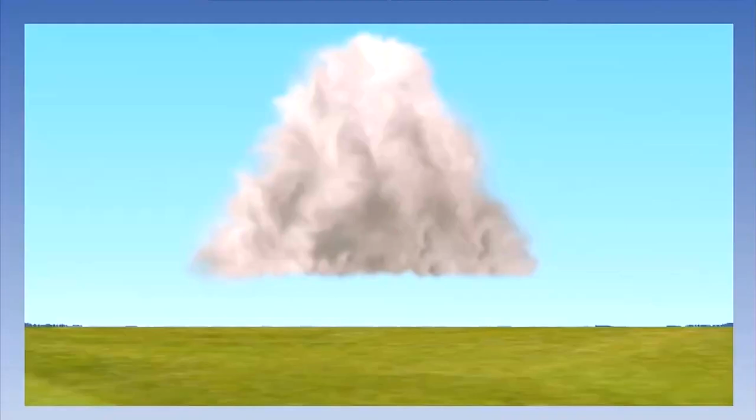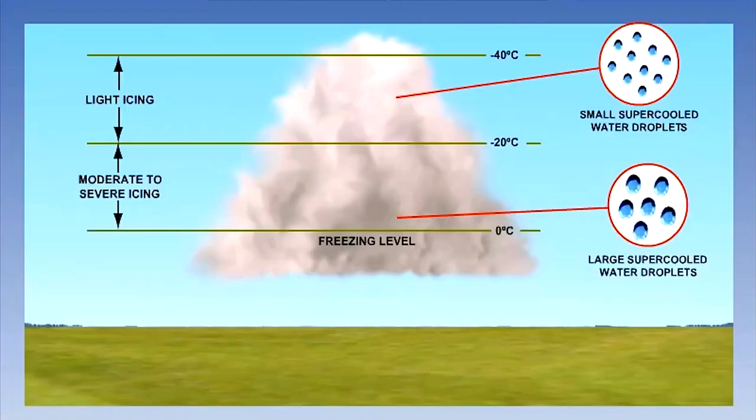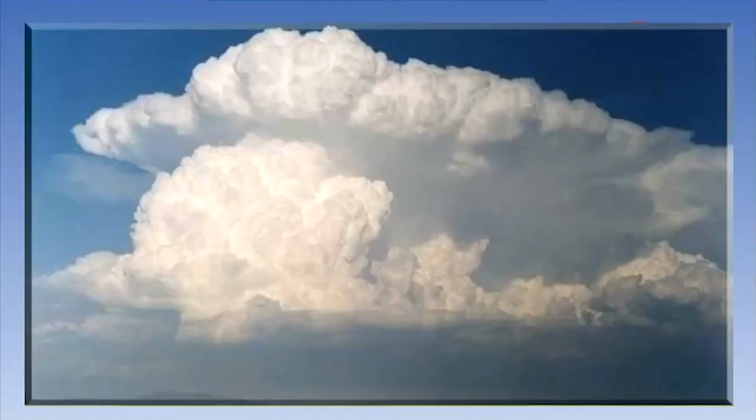Cumuliform clouds frequently have strong vertical updrafts of air moving within them. They can therefore support significant numbers of large supercold water droplets. As a result, a pilot can expect moderate or even severe clear ice within these clouds, especially in flight just above the 0-degree level. In cumulonimbus clouds, the updrafts are even greater and so the icing risk is always severe.